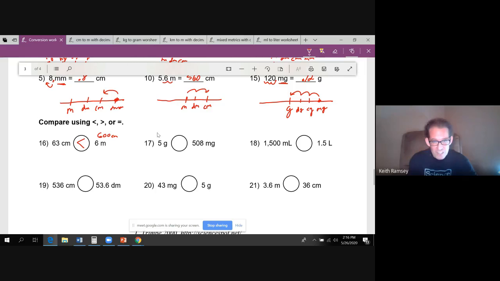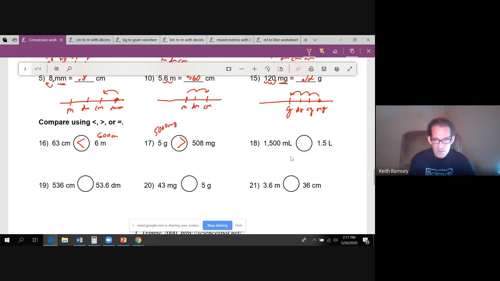So if I convert 5 grams to milligrams, it'd be 5,000 milligrams. So I can see that 5 grams is a lot more than 508 milligrams. So here's 1,500 milliliters. Here's 1.5 liters.